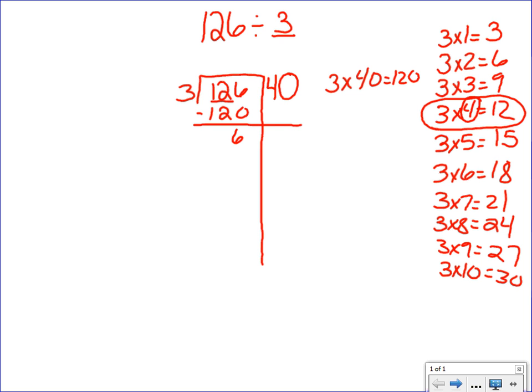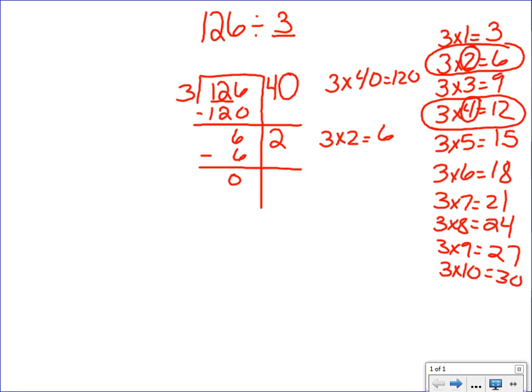I'm going to go back to my multiplication equations over here to the side, and I'm going to try to get as close as I can to 6 without going over. Oh, here, 3 times 2 is 6. And I'm going to circle the 2 because it's the second multiple. So I'm going to put a 2 here. 3 times 2 equals 6. So I'm going to subtract 6 from 6. That gives me 0.